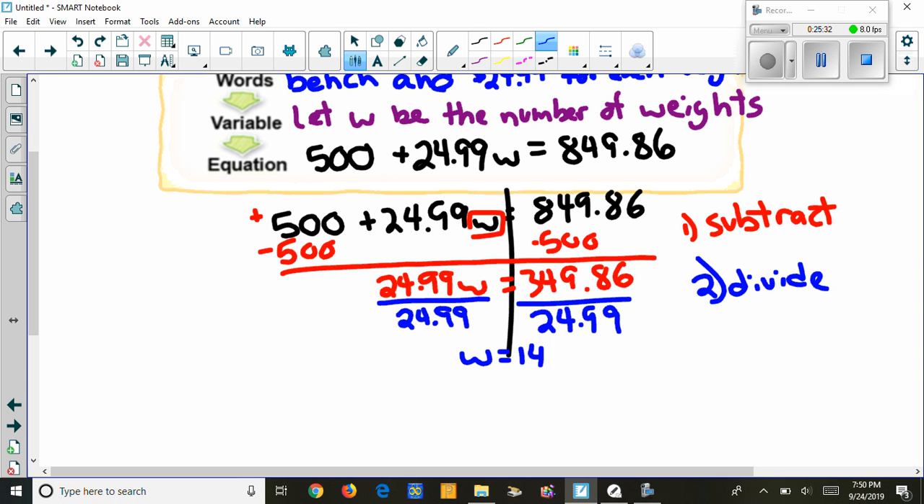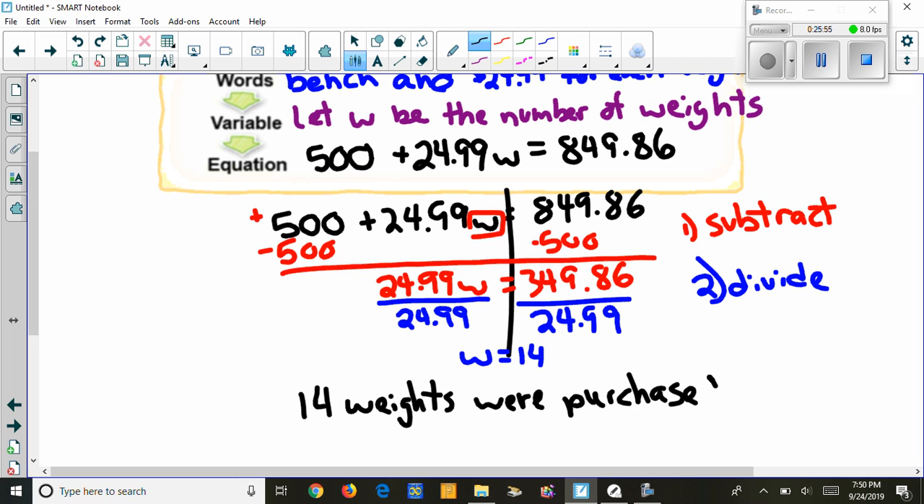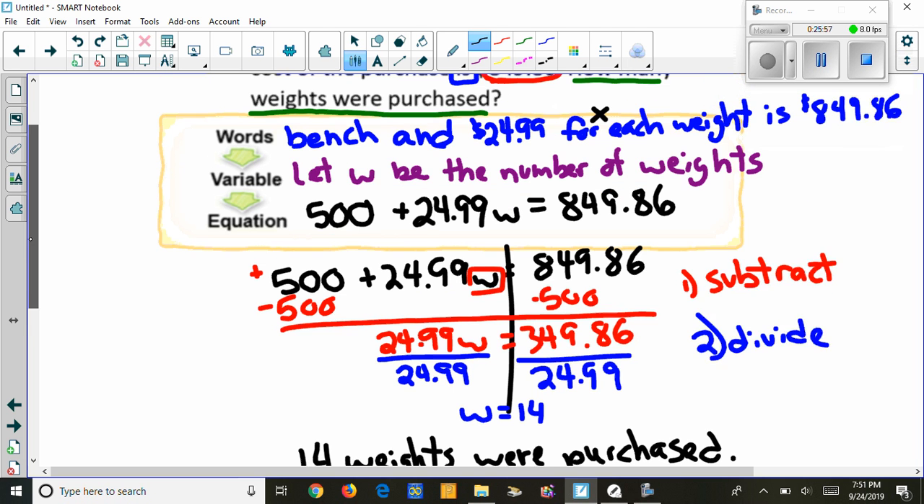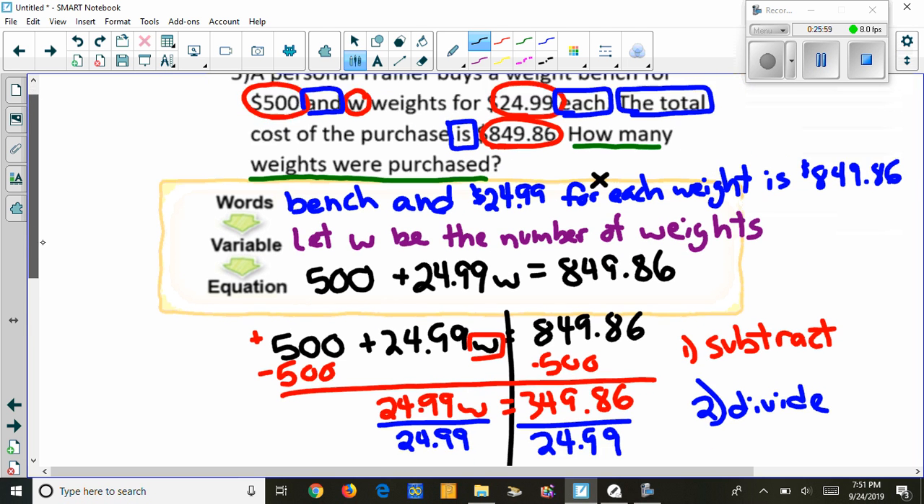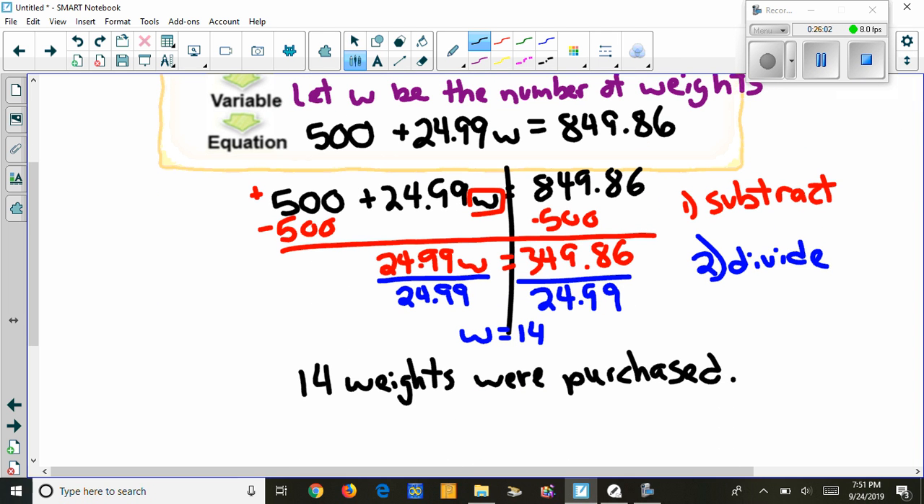When you do your division, you'll find W equals 14. So we'll make a statement saying 14 weights were purchased. And that's like a bare minimum answer. I should really say something about the personal trainer bought 14 weights. But this is the bare minimum.